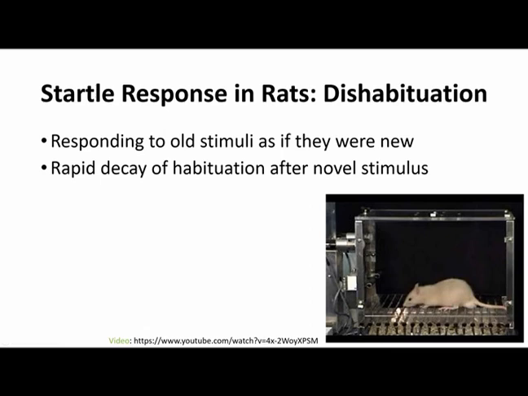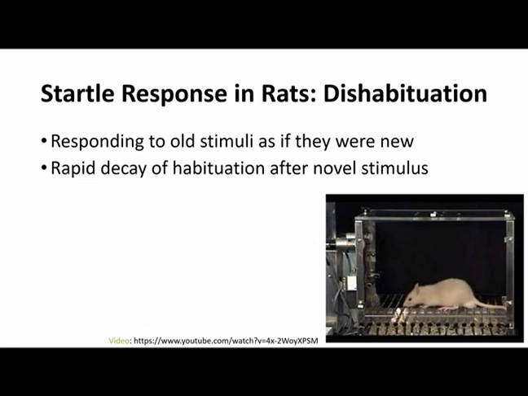Now, for dishabituation, we actually need two eliciting stimuli. So our first eliciting stimulus is going to be the one that you habituate to, you get used to it, and you slowly stop responding to. At that point, if you're introduced to the second stimulus, then you would have a really high response because, like we said earlier, habituation is stimulus specific.